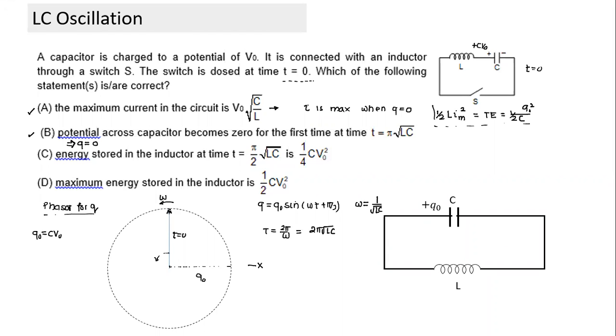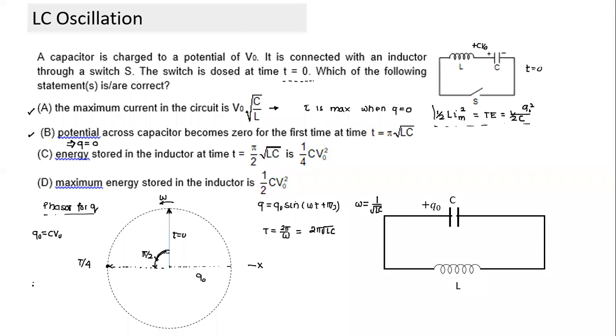Pi by 2. So basically it rotates from here. The y coordinate has to become 0, so the phasor has to reach this point. As you start rotating from here, the y coordinate keeps decreasing, and when the phasor reaches here, the charge becomes 0. It has rotated by pi by 2. In terms of time period, it will take time T by 4. So if I know the value of T, the time taken for potential to become 0 for the first time is T by 4.